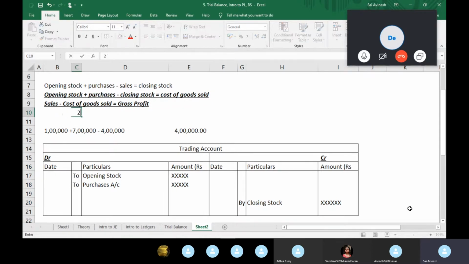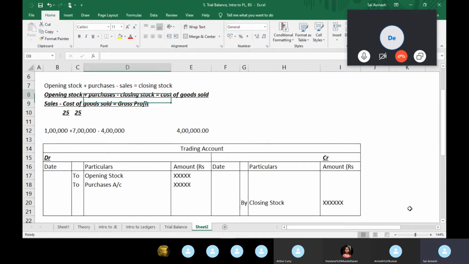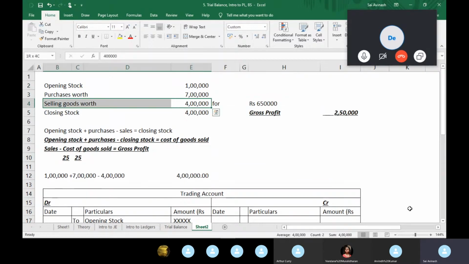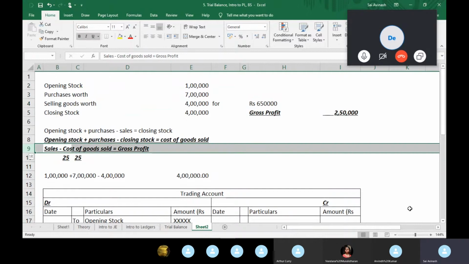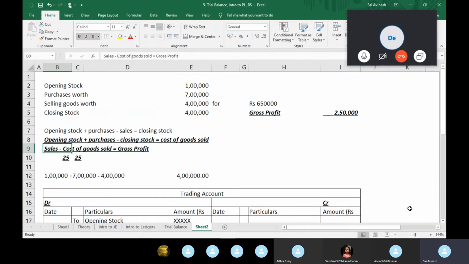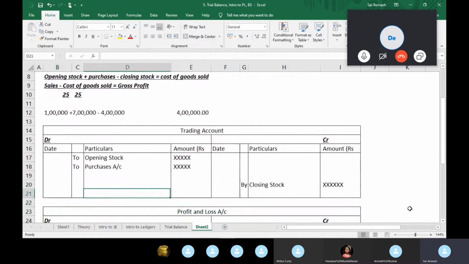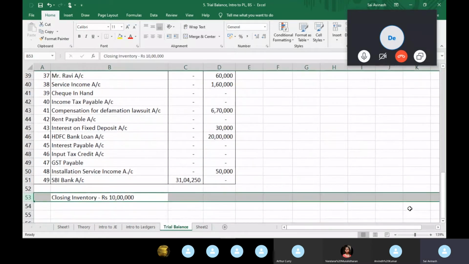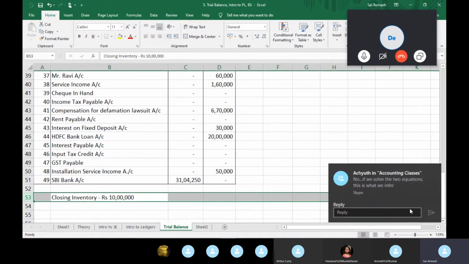I'm selling 25 items for a sale price of whatever we have decided. In this case, I'm selling 25 items for 6 lakh 50,000, but those 25 items cost me 4 lakh. That's what I'm saying. So sales is not equal to cost of goods sold. If that were the case, I would have zero profit. The profit I make is the amount over and above the cost that I'm selling it for. So this is why I told you the closing stock will be given as a separate entry. Don't get confused about why we don't have the ledger account representing it.